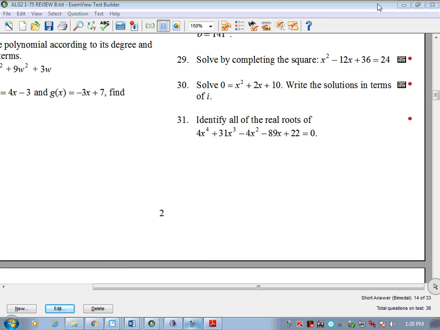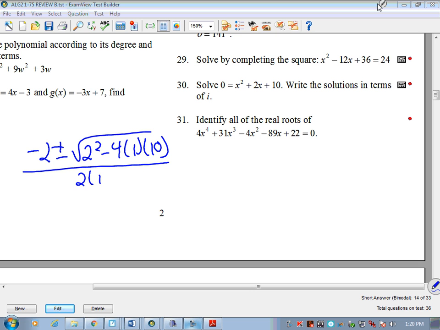Okay, 30. Write solutions in terms of i. X squared plus 2x plus 10. This is going to come back to the quadratic formula again, because our answer will be in terms of i. So this would be negative 2 plus or minus the square root of 2 squared minus 4 times 1 times 10, all over 2 times 1. Let's see, that's going to be 4 minus 40, so it'd be negative 36.